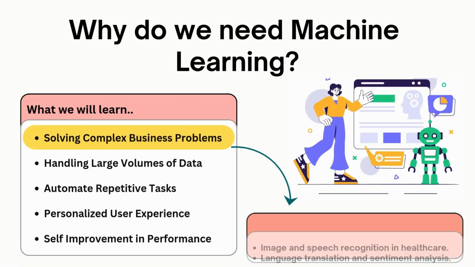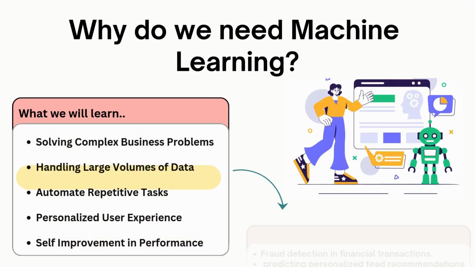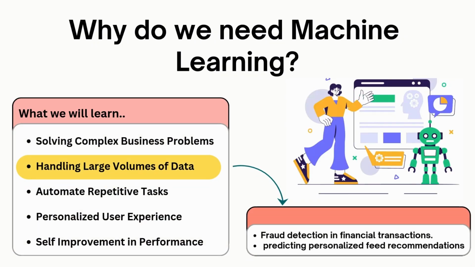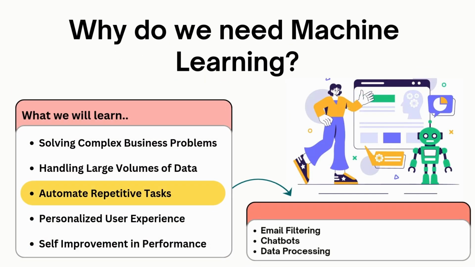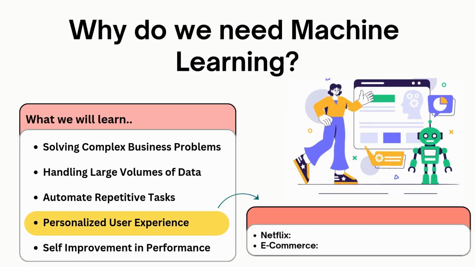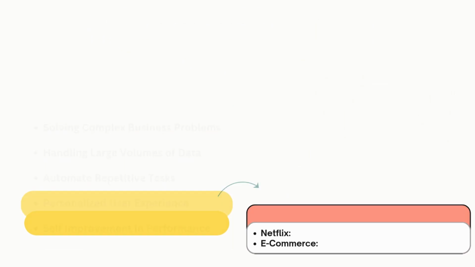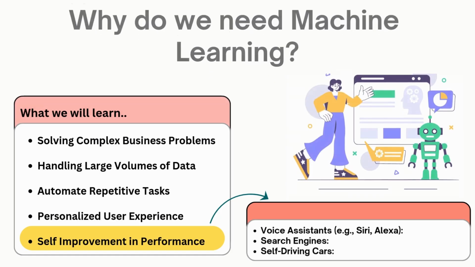Why do we need machine learning? Well, there may be many reasons, but some of the most prominent ones are solving complex business problems such as image and speech recognition in healthcare, language translation, and sentiment analysis. Another reason could be handling large volumes of data such as fraud detection in financial transactions, creating personalized feed recommendations, automating repetitive tasks such as email filtering, chatbots, and data processing, personalized user experience such as Netflix and e-commerce recommendations, and self-improvement in performance like voice assistants like Siri, search engines, or self-driving cars.